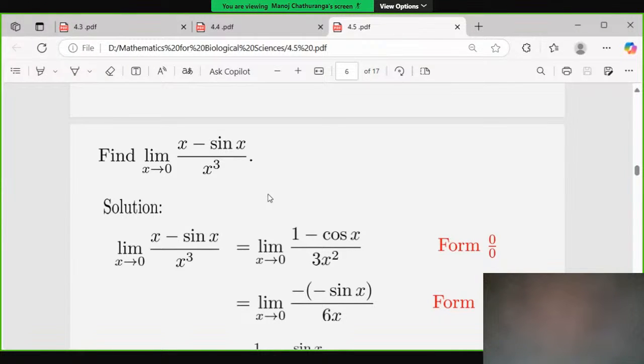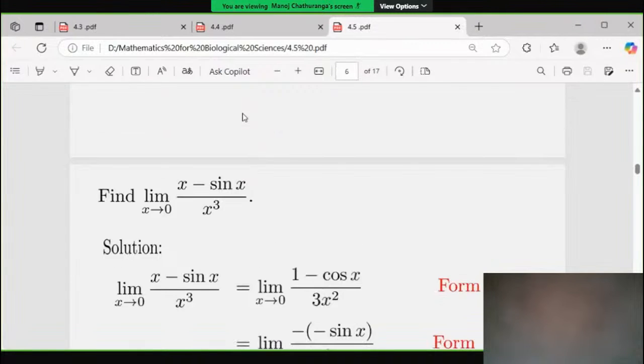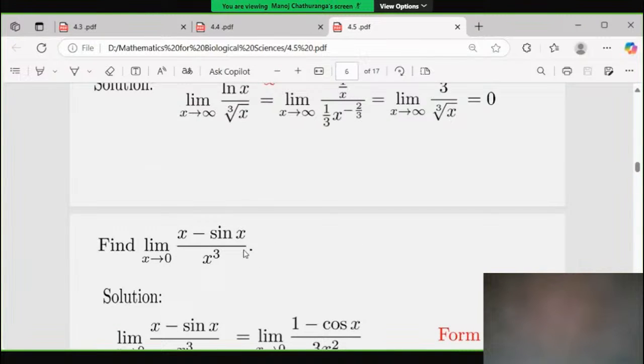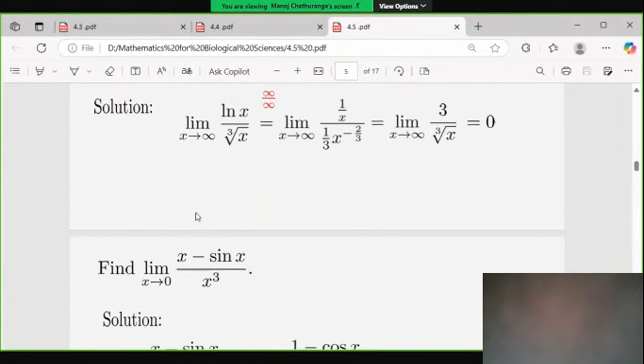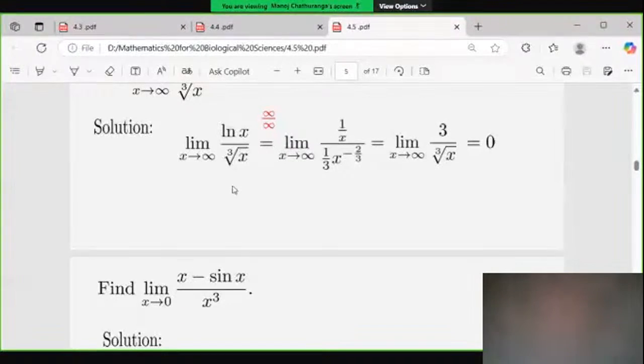L'Hopital's rule is especially helpful for complicated functions. Can you quickly solve this limit problem? Compute the limit as x goes to 0 of x minus sin x divided by x squared, using L'Hopital's rule. I can give you 2 minutes.